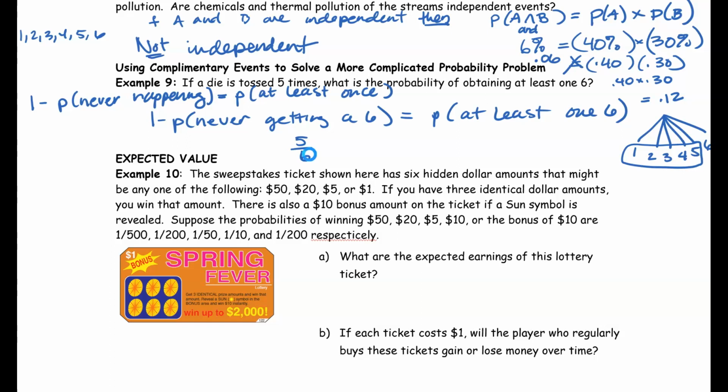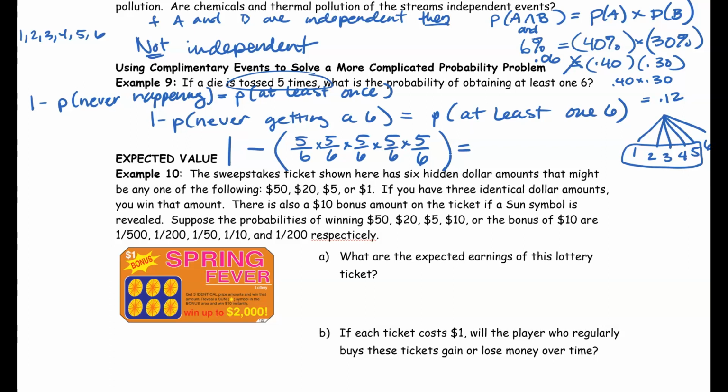But we're not just rolling it once, we're doing it 5 times. So it's going to be 5/6 times 5/6 times 5/6 times 5/6 times 5/6, because it's being tossed 5 times. So we need to take 1 minus all of that, and that's going to give us our answer. And then with the calculator, you can just do 5/6 to the 5th power if you want. So 1 minus (5/6) to the 5th power, and that'll be an easier way to do it.